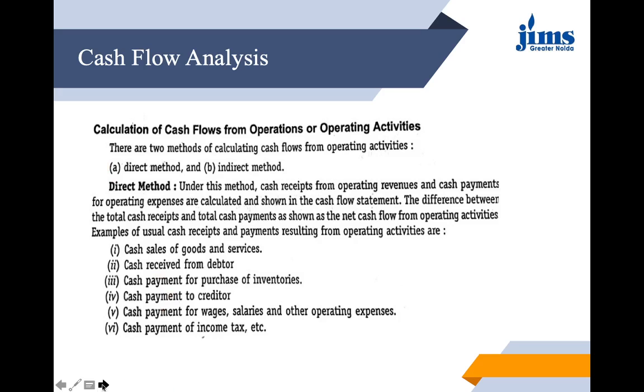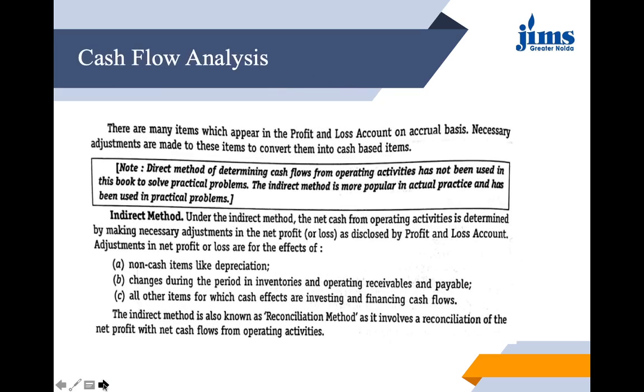So these are certain examples of cash receipts and payments, using which we calculate the flow from operating activities. There are many items which appear in P&L account on accrual basis. So necessary adjustments are made to these items to convert them into cash-based items. Generally, here we will be practicing more of the indirect method.